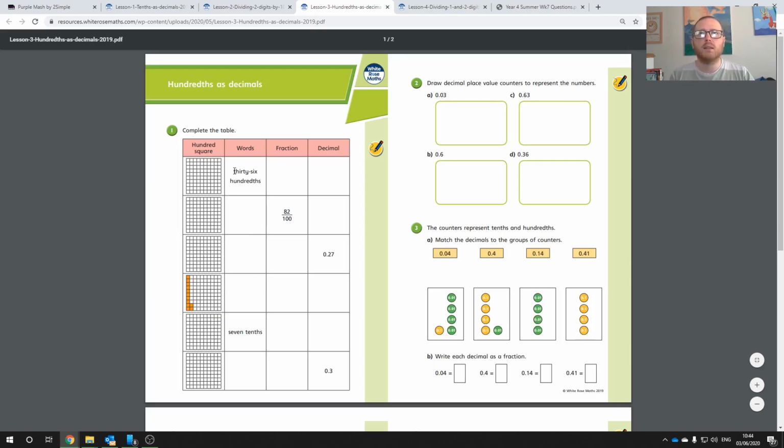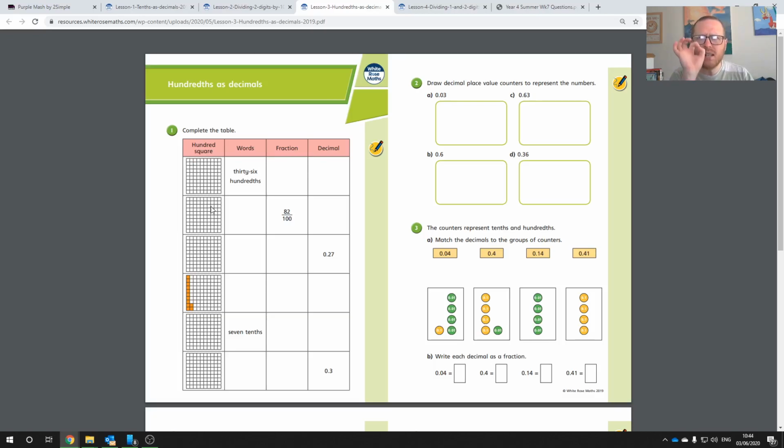So here it says 36 hundredths. So you've got to write the fraction 36 hundredths. So your numerator will be 36, your denominator will be 100. Then you've got to write that 36 hundredths as a decimal. And there's a little clue down here to help you out. So if you're not too sure, just leave that column blank for the moment and you'll start to see some patterns. And also you've got the 100 square to colour in with your 36 of those hundredths.